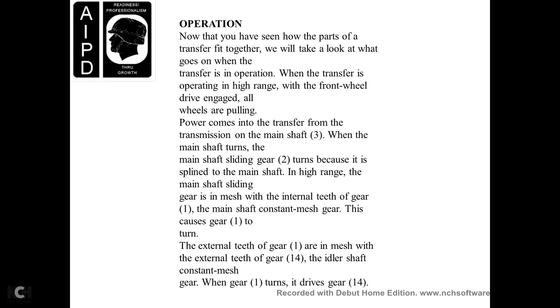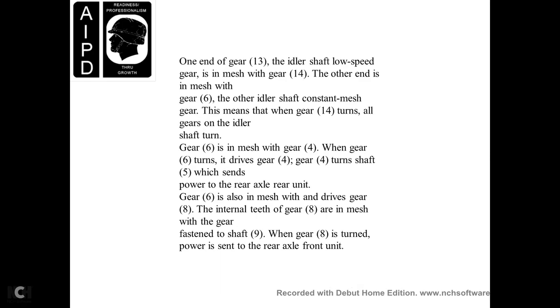When the main shaft turns, the main shaft sliding gear, gear 2, turns with the main shaft. In high range, the main shaft sliding gear meshes with the internal teeth of gear 1, the main shaft constant mesh gear. The external teeth of gear 1 mesh with the external teeth of gear 14 on the idler shaft, the constant mesh gear. Gear 1 turns the drive gear 14.